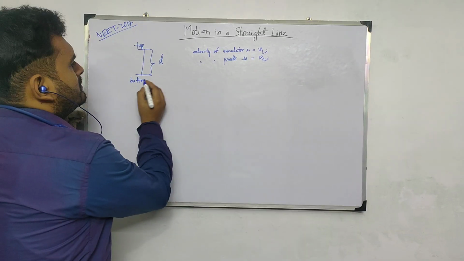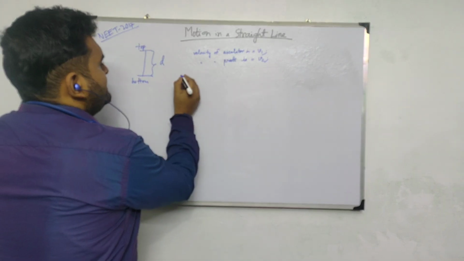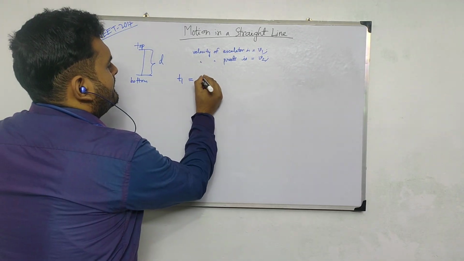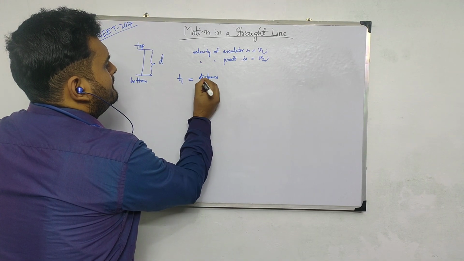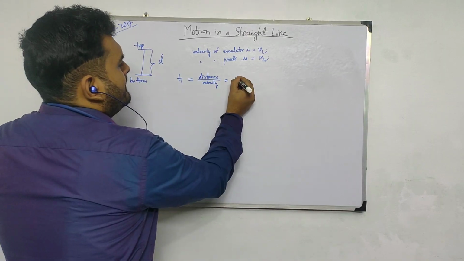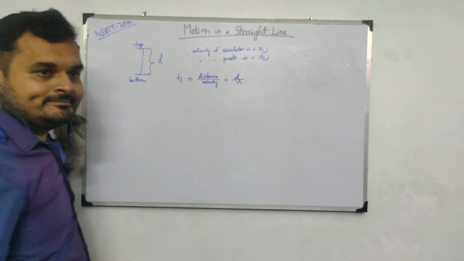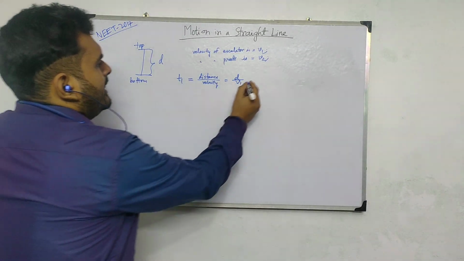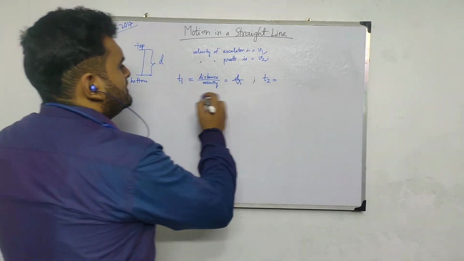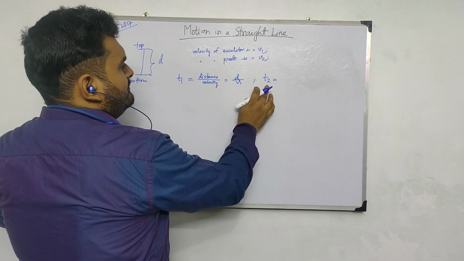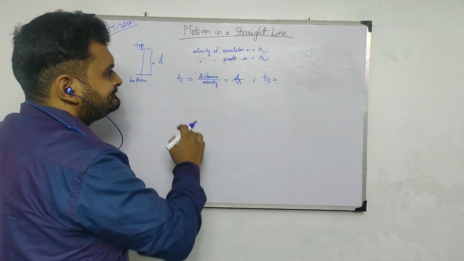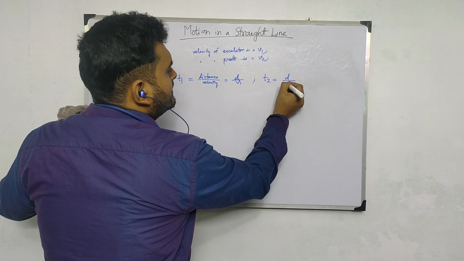Okay, so now time taken t1 as mentioned in the question would be distance upon velocity, right? That means d by v1, right? And t2 as mentioned in the question is the time taken by Preeti to cover the whole distance, which would be d by v2.